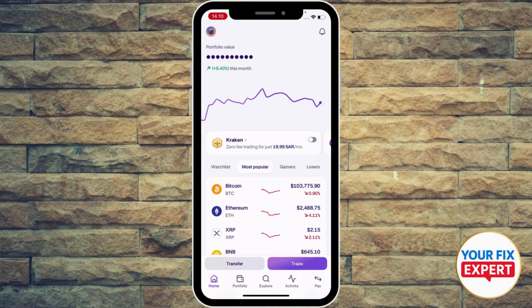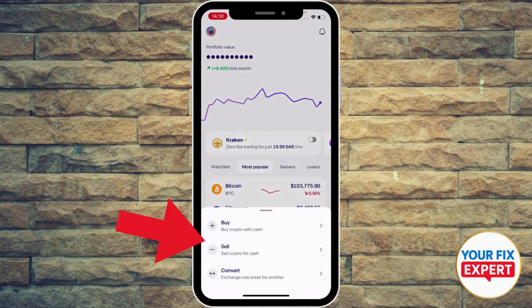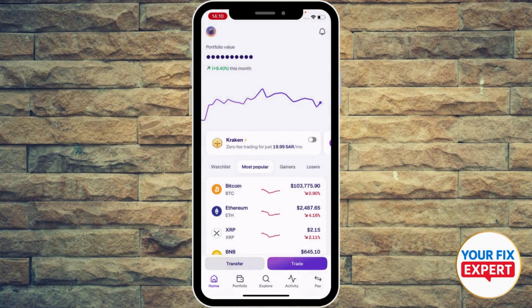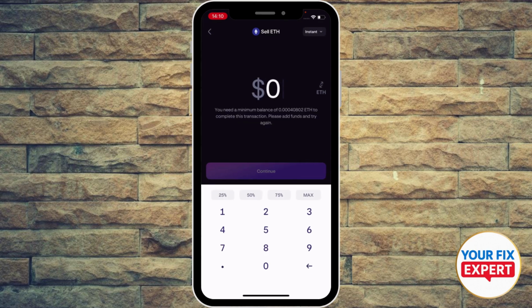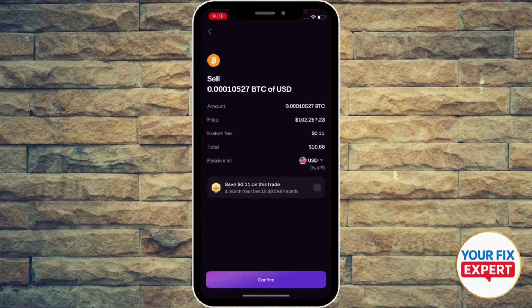So I'm gonna hit trade at the bottom right, and then I'm gonna hit sell, second option. Okay, and then I'm gonna select my asset, say Ethereum, and then you can enter the amount or in percentage wise. I don't have enough in Ethereum. Let me go to Bitcoin, say 25%. So I'm gonna hit right here, continue, and basically go and hit confirm.